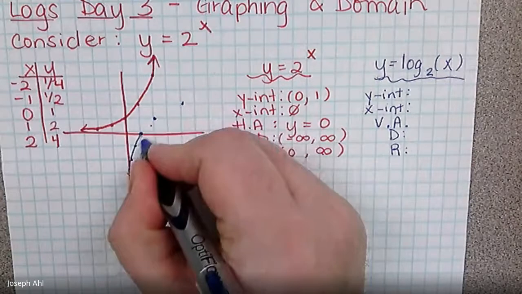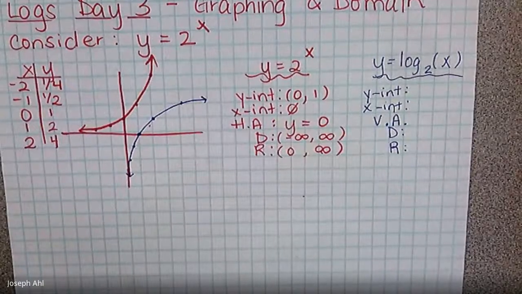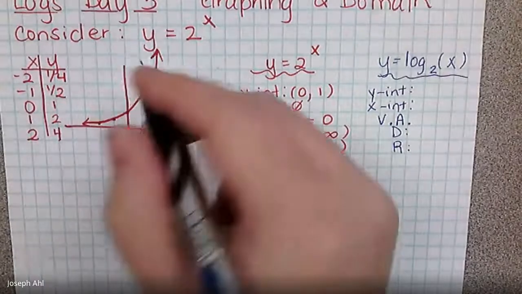So the graph for log base 2 of x, you can see, is going to look something like that. And if you're looking at those two graphs and you're like, oh yeah, I kind of remember that relationship graphically between a function and its inverse.